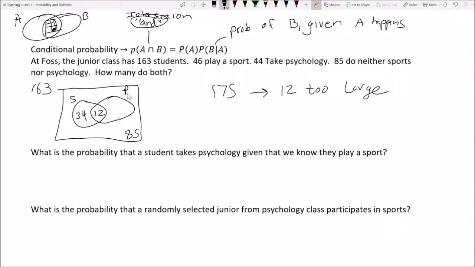And when I go to put in the psychology bubble, I already have 12 accounted for, so I need to write 12 less than 44. That's 32. So how many do both? 12. That's how many. So that's that intersection right there.